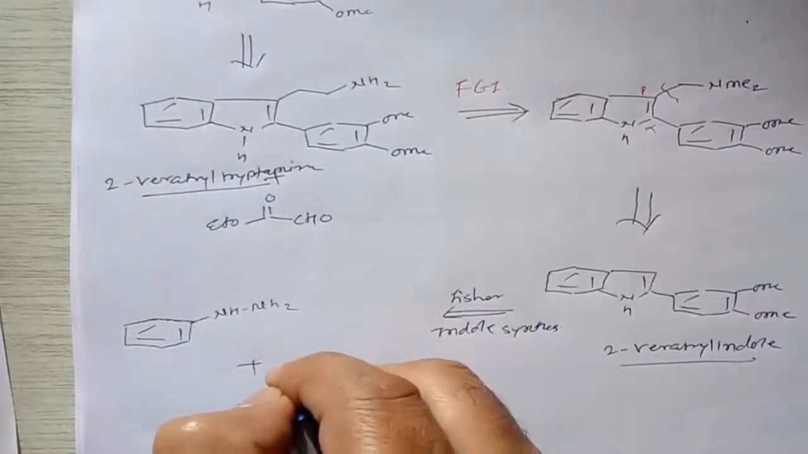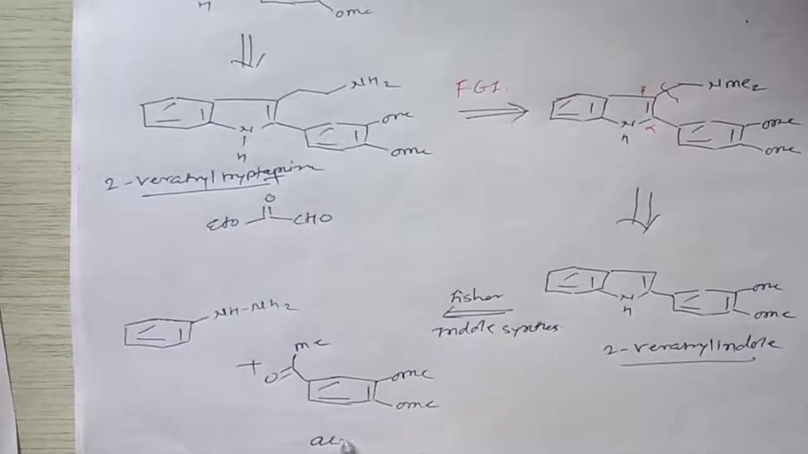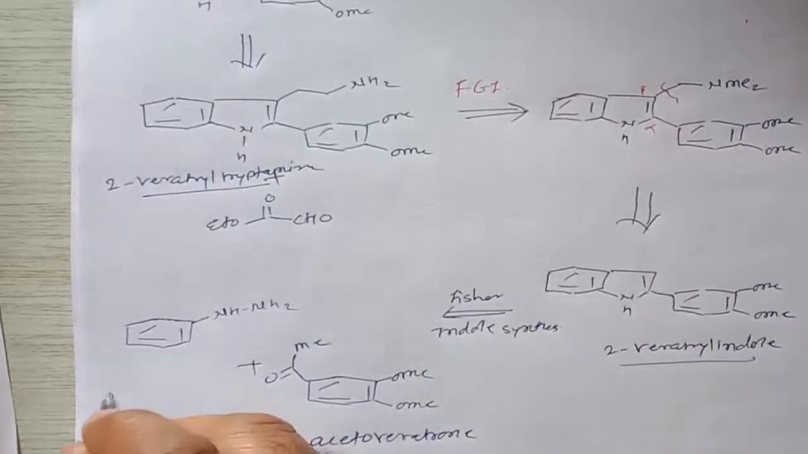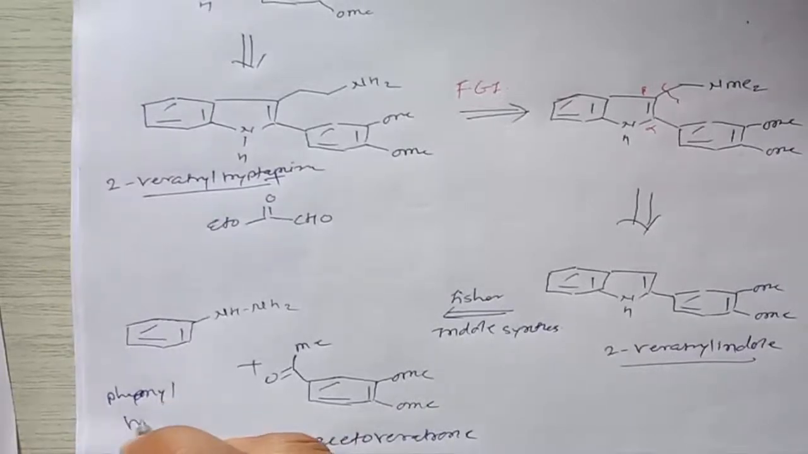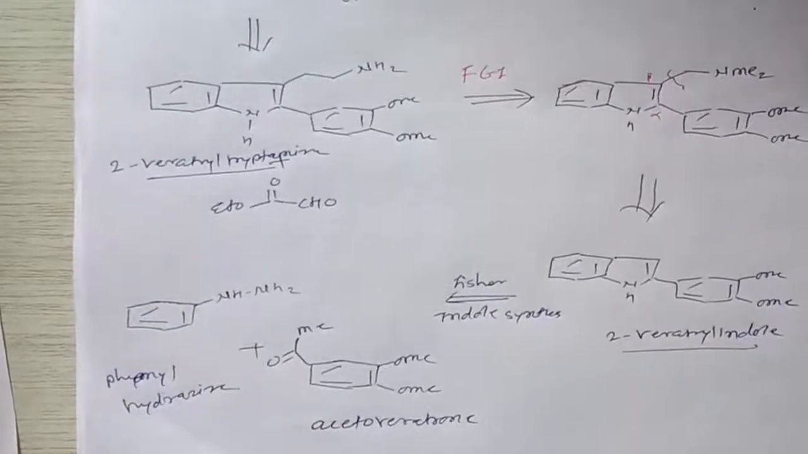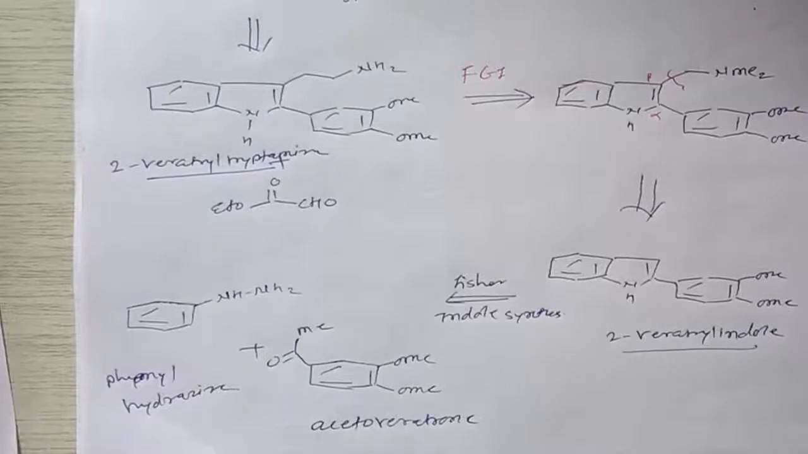then here is this function group. So this is called acetoveratone. This is called acetoveratone, and this can be prepared, and this is phenylhydrazine. This is phenylhydrazine, right? And these molecules are easily available, and therefore we can say that a total of 25 molecules can be prepared by using the retrosynthesis of this strychnine, right? So this is all about the retrosynthetic analysis of the strychnine.